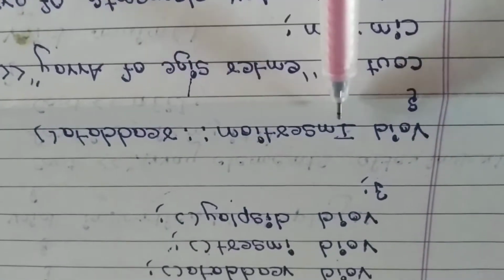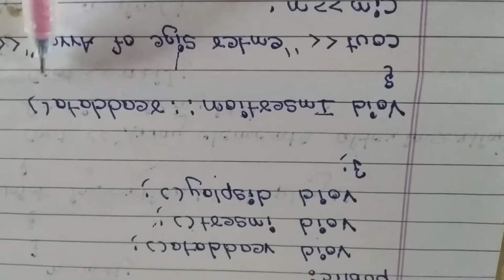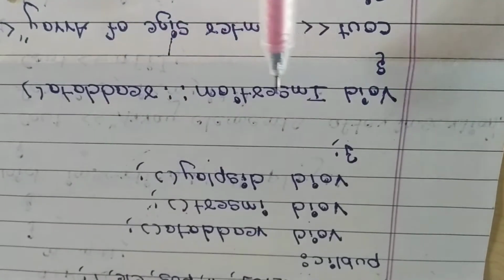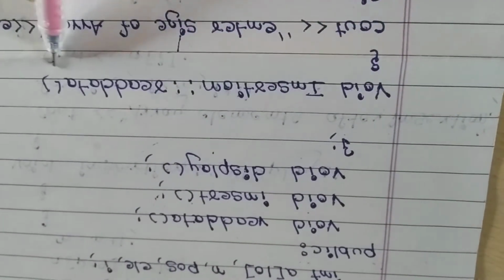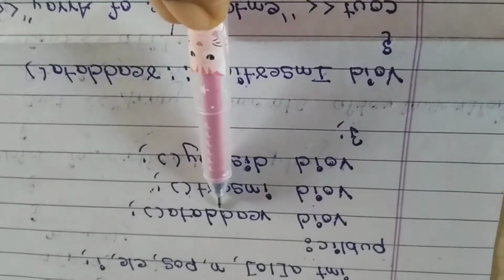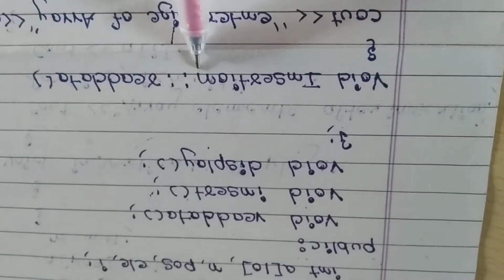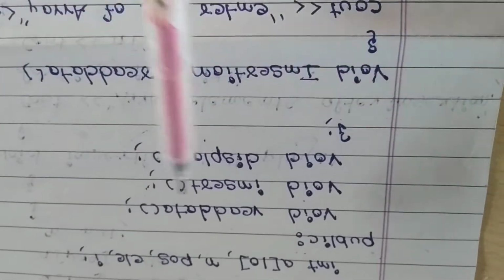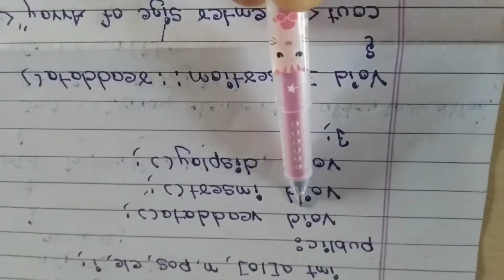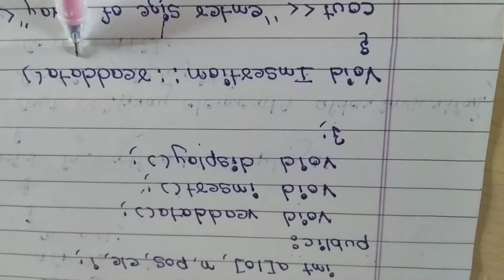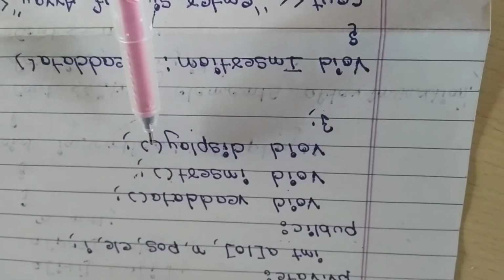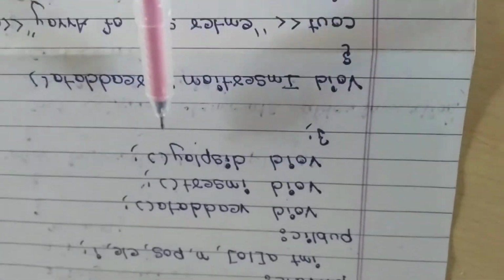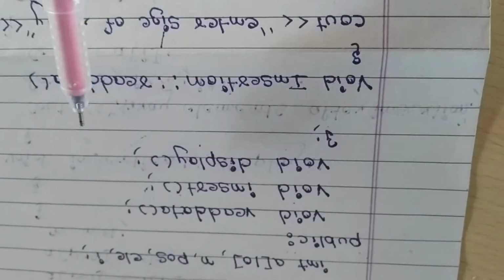But when I am defining the function outside the class, I need to write return type, class name, scope resolution operator, function name, argument list. Observe between the declaration and definition header. These are very important things one should observe. This is the declaration header, this is the definition header. Always functions will be declared inside the class, and functions may be defined inside the class or outside the class.